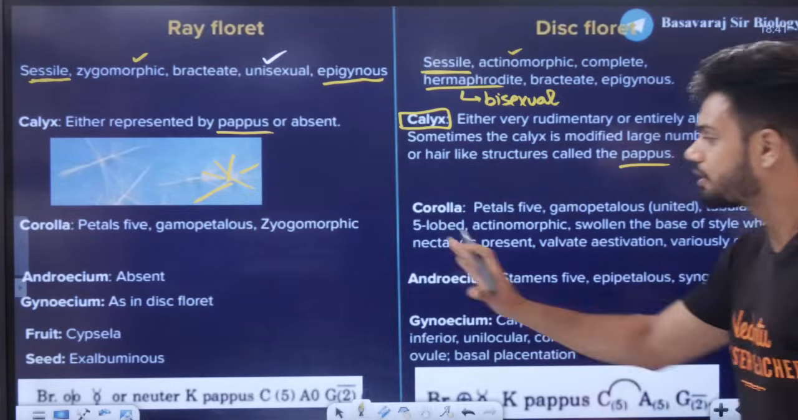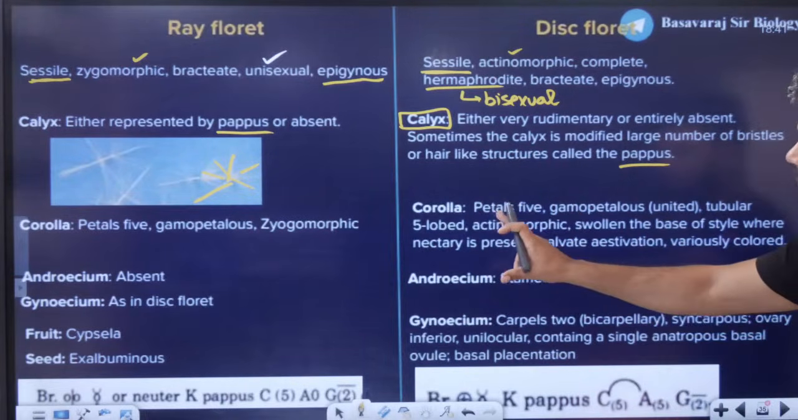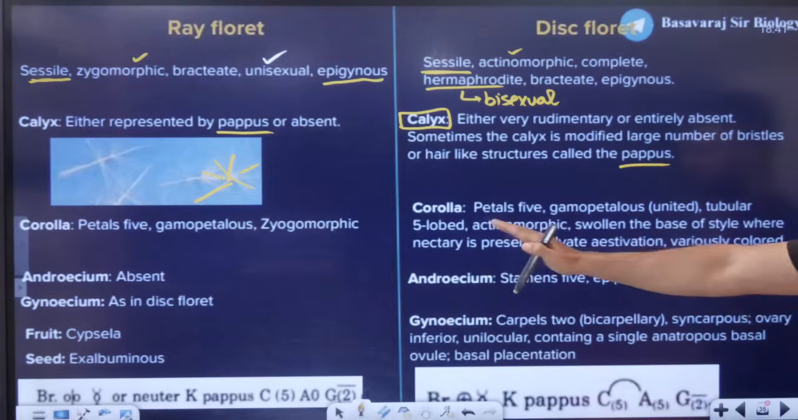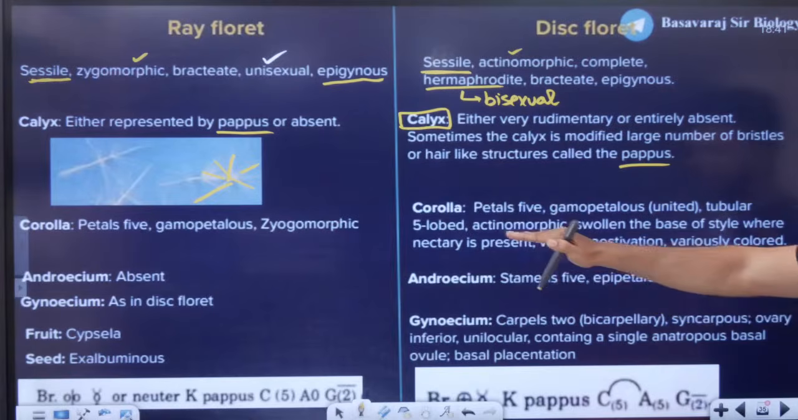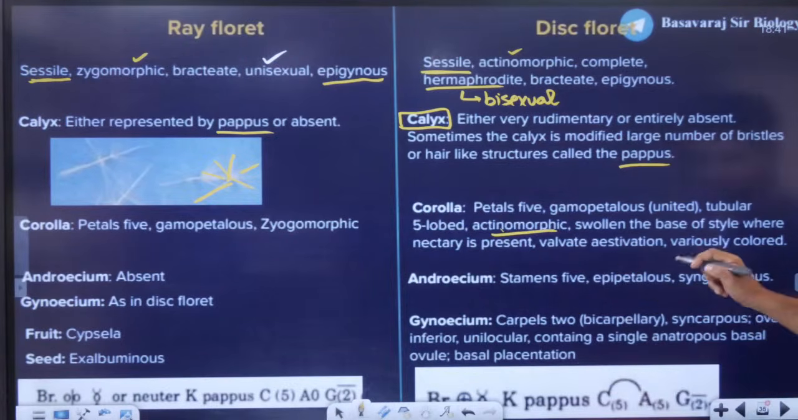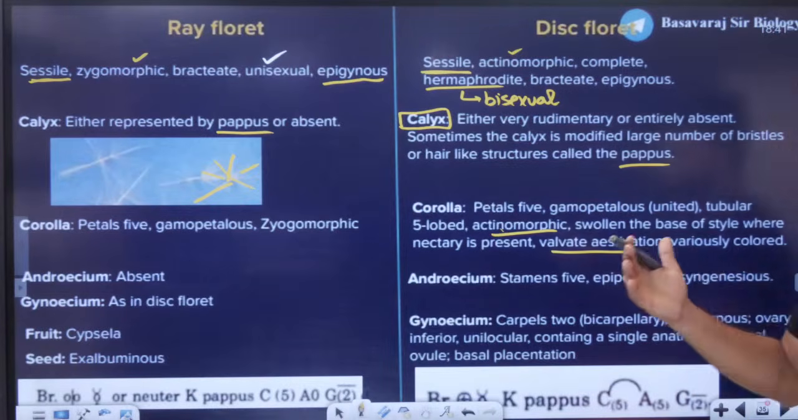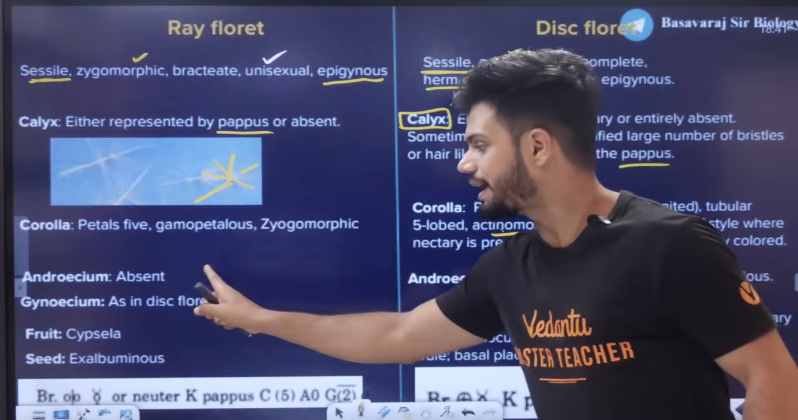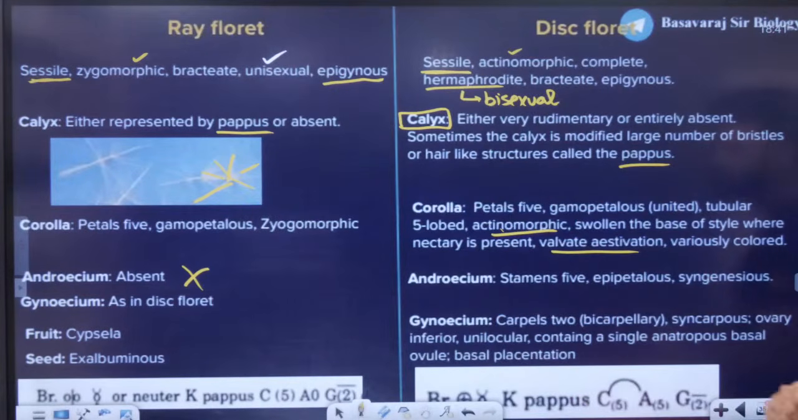Now the corolla here is almost the same. Pentamerous, 5, gamopetalous, that is united, tubular or lobed, actinomorphic, zygomorphic. Aestivation is valvate. Almost the same. But here it is unisexual, so the androecium is absent here. Androecium is present here. Stamens are 5.